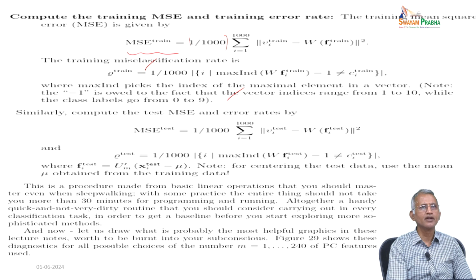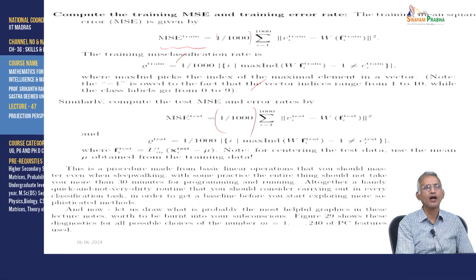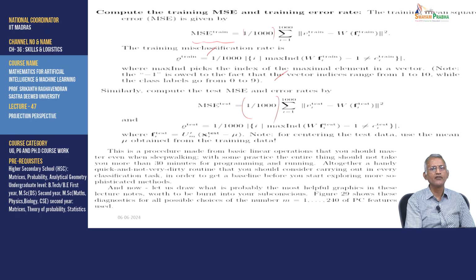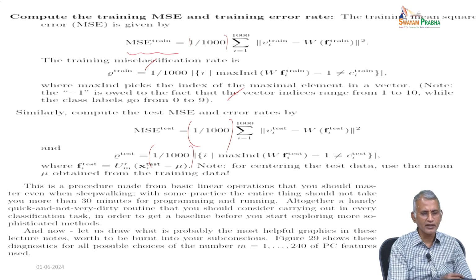So similarly, compute the test MSE and error rate by MSE test equal to 1/1000 times the summation i equal to 1 to 1000 of the norm of v_i test minus W f_i test, squared, where Q test equal to 1/1000 times the number of i such that maxind(W f_i test) minus 1 is not equal to c_i test, where f_i test equal to U_m' of x test minus mu. And note that for centering the test data, use the mean mu obtained from the training data.